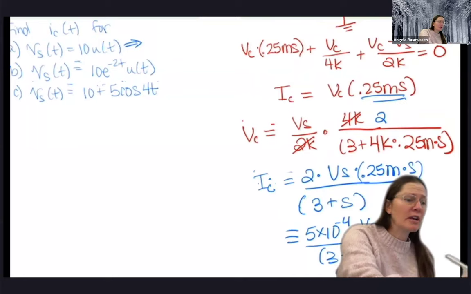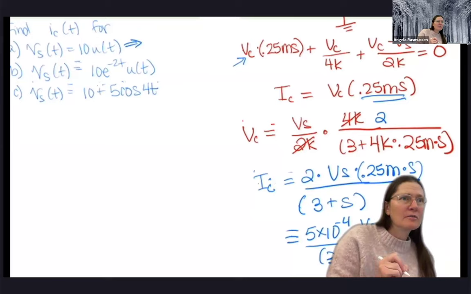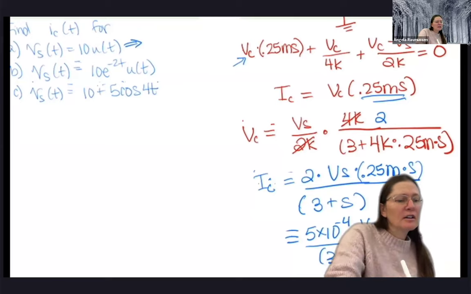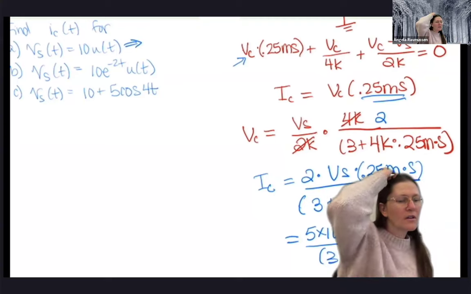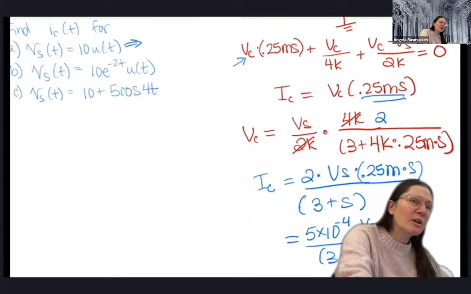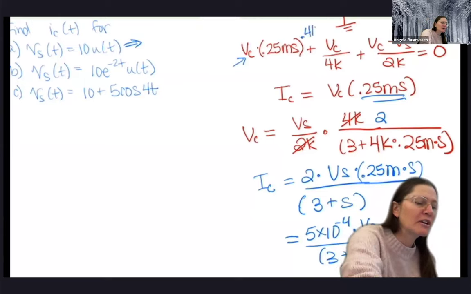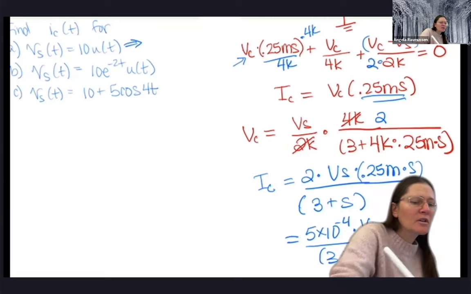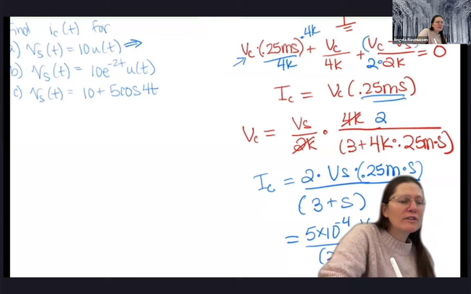So common denominator 4K from this side. Make a common denominator of 4K. So VC is going to be equal to VS divided by 2K times 0.25 ms plus 3 over 4K, right? So 4K is your common denominator here. Yeah. So you have 4K times 4K here. Oh, I didn't do that. That's why. And then this will be times 2. Just 2. And you get everything in the common denominator before you transfer the S to the other side. Okay. You see it now?